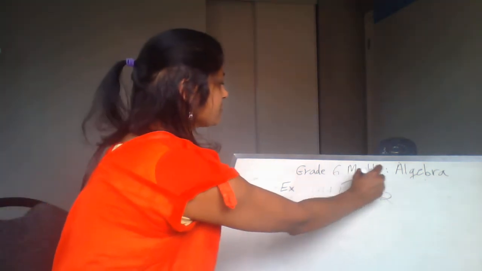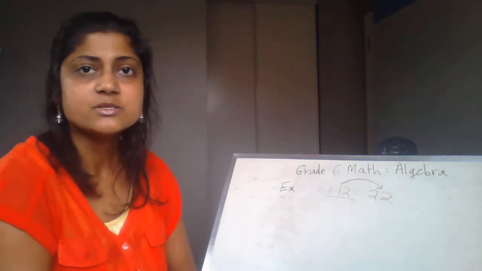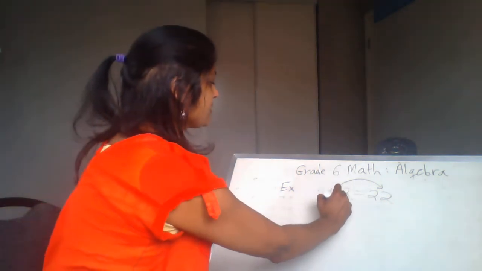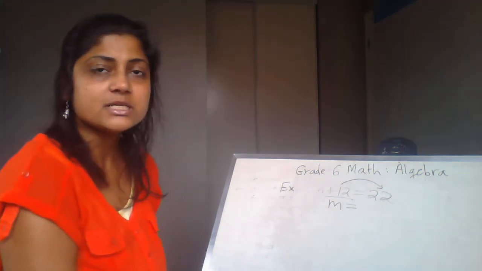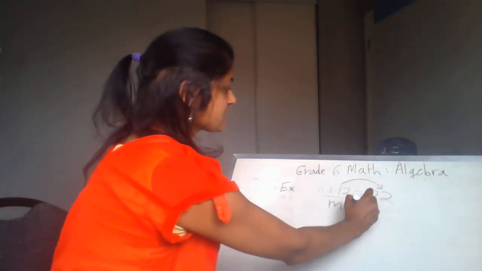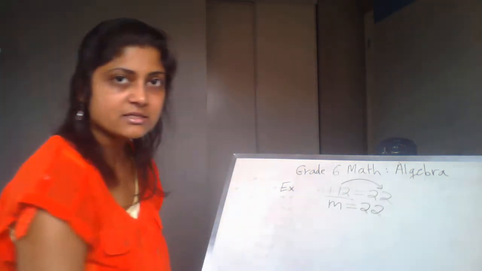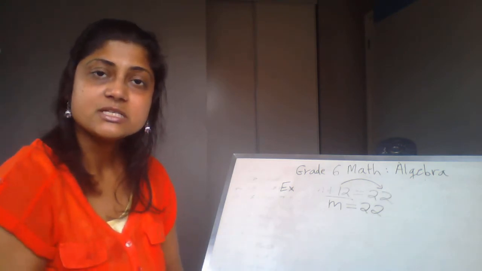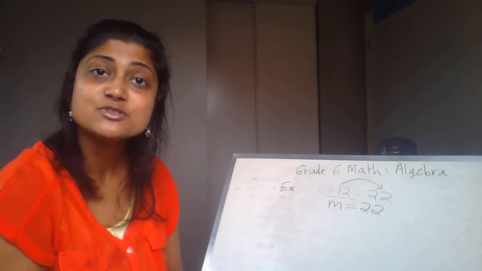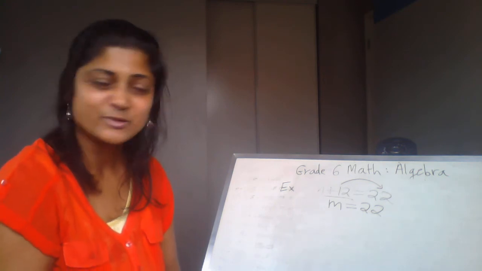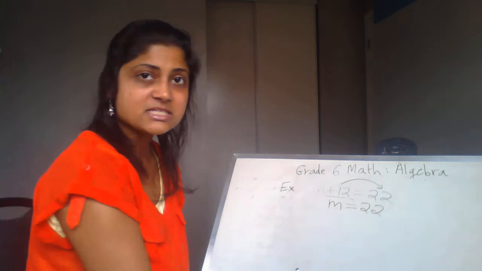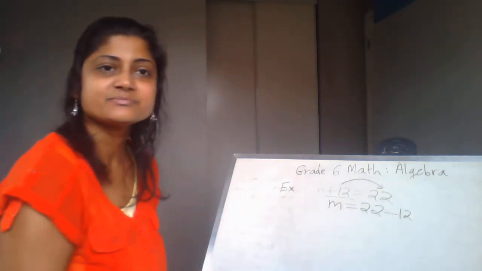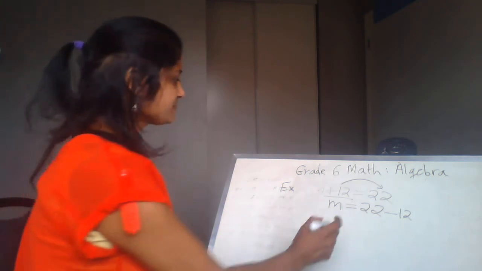So let's make an arrow. I'm going to be moving the positive 12 to the other side. And let's write out m equals. You notice on the other side, 22 is still there because I didn't move it. On the left side, the 12 is positive. So every time you go across the equal sign, I have to make sure that I'm changing the sign. So on the right side of the equal sign, the 12 is going to become negative. Just like that.